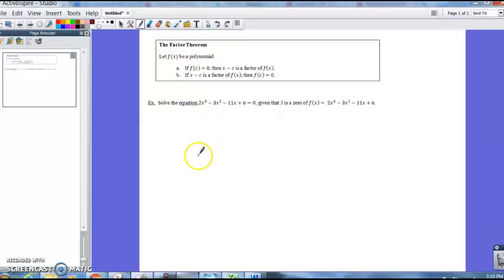Hey everyone, I'm going to just wrap up the notes from yesterday's class so that you can do today's assignment. The last part of it was talking about the factor theorem.